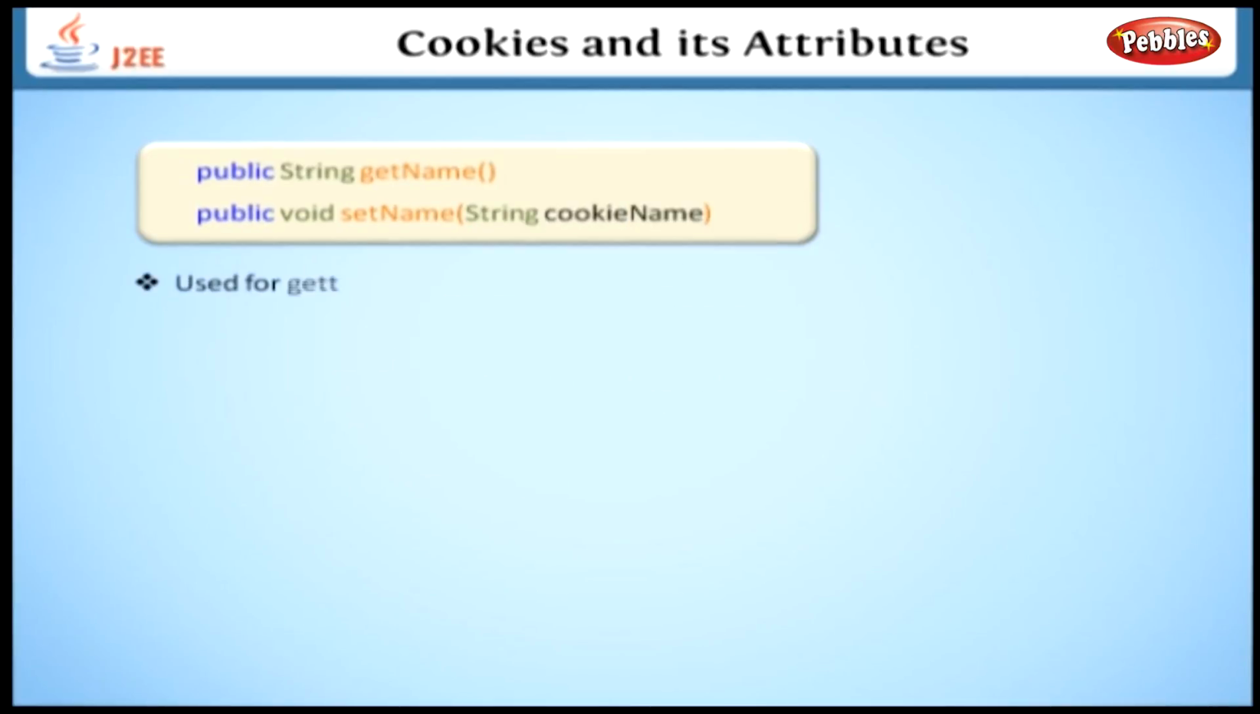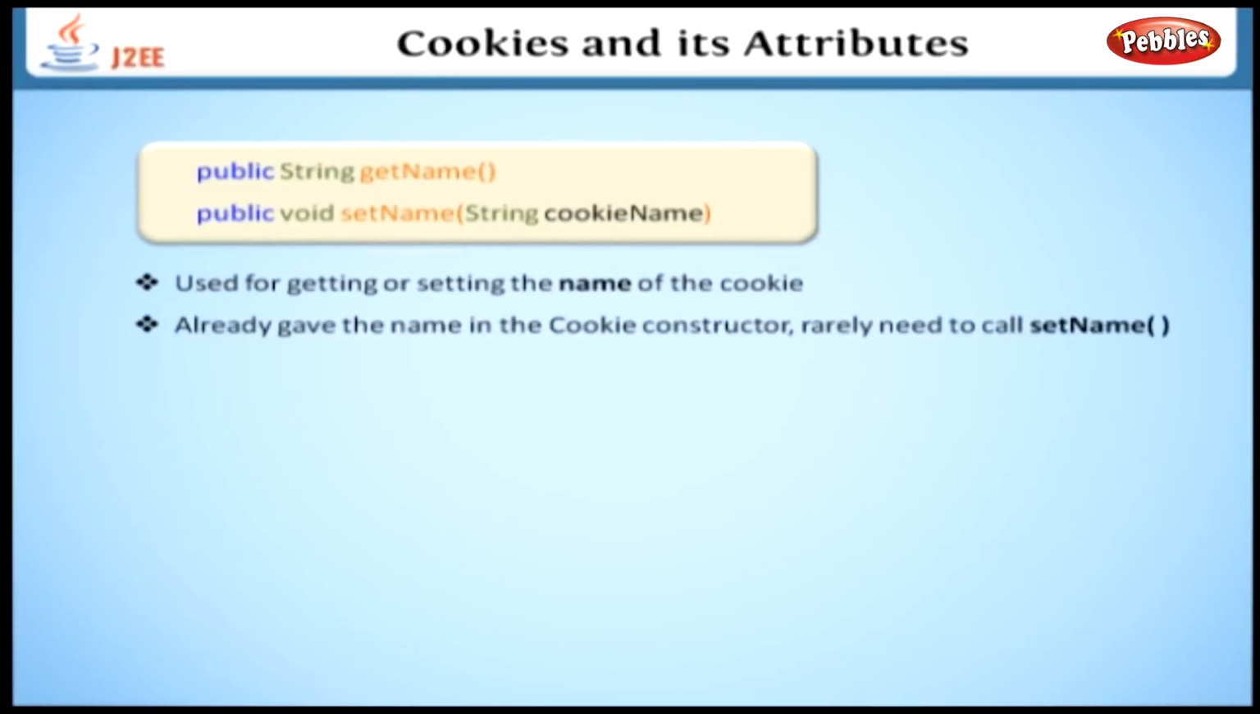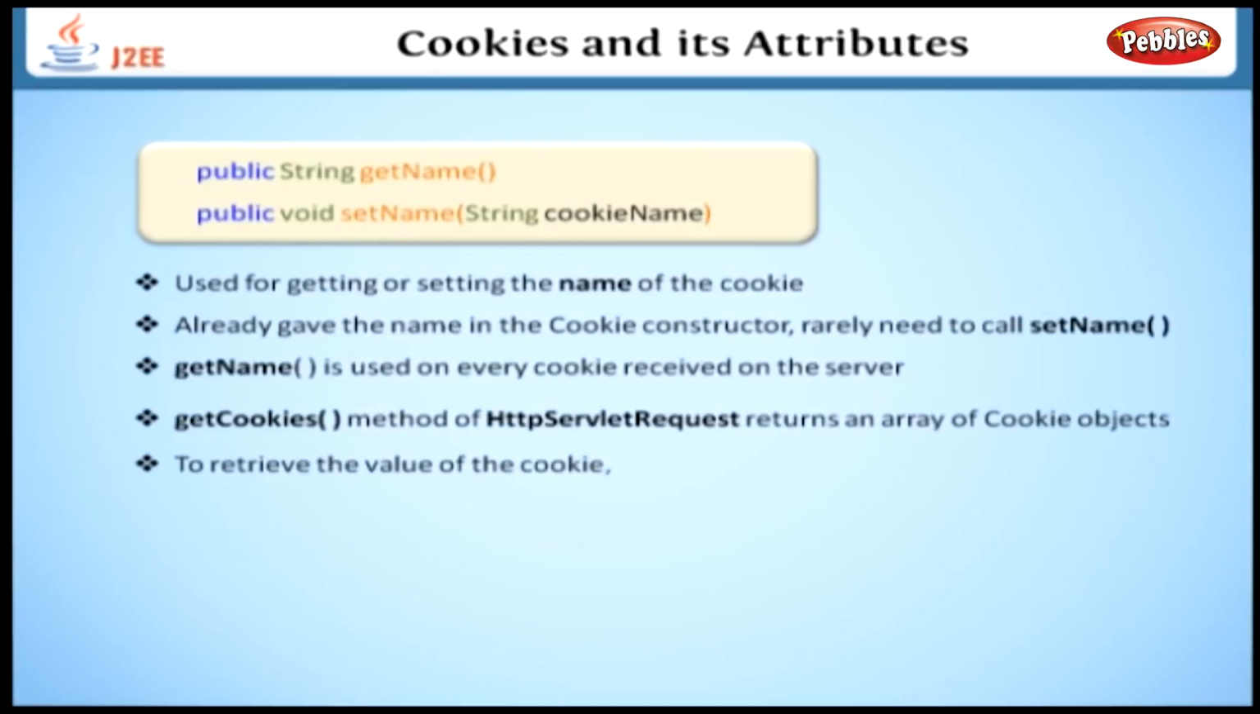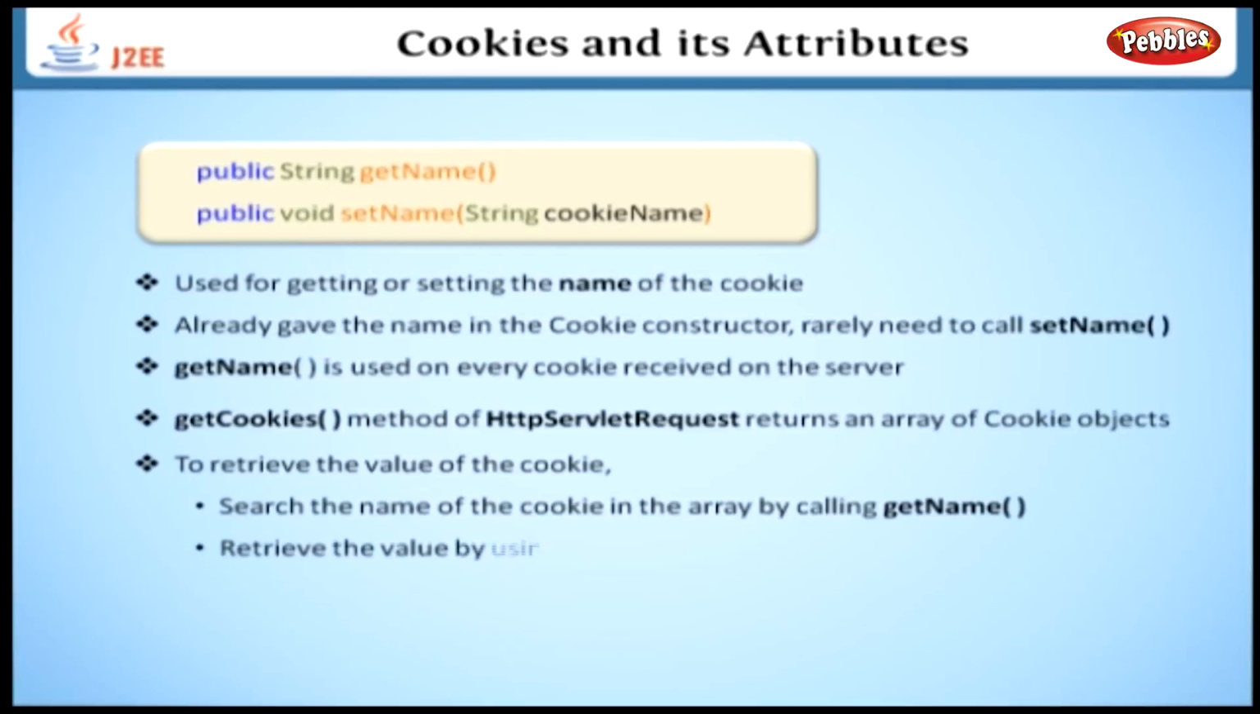This pair of methods is used for getting or setting the name of the cookie. However, we already have the name in the cookie constructor, so we rarely need to call setName. But getName is used on every cookie received on the server, because the getCookies method of HttpServletRequest returns an array of cookie objects. If we want to retrieve the value of a cookie, we have to search for the name of the cookie in the array by calling getName, and then retrieve the value by using the getValue method.